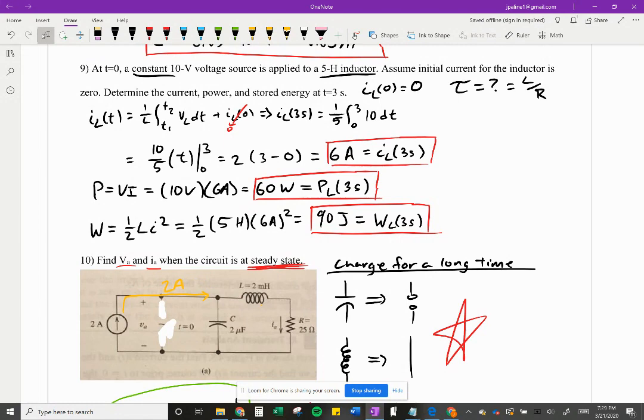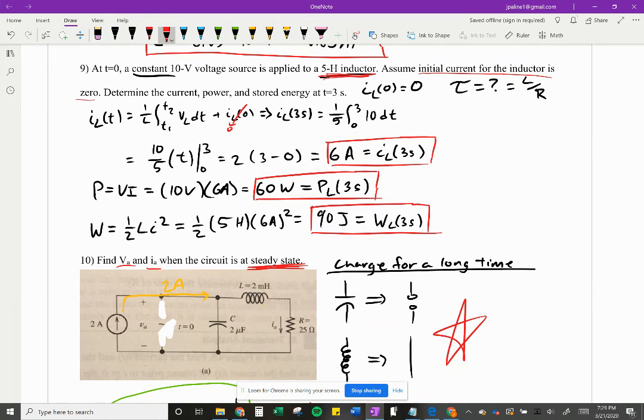Okay. Here we have at time 0 a constant, so underline constant, 10-volt source applied to a 5 Henry inductor. So notice constant and Henry inductor. Those two values are important. Assume initial current for the inductor is 0. So initial current is 0. So we can grab that bit. Determine the current, power, and stored energy at time equal to 3 seconds.